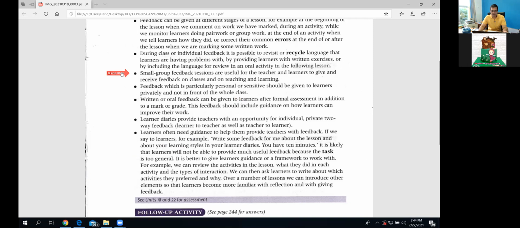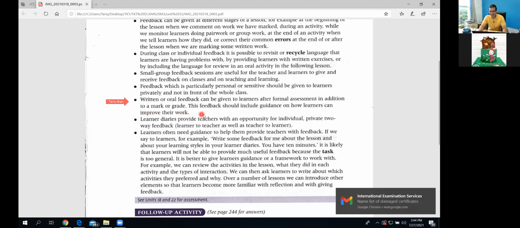Next one is written or oral feedback can be given to learners after formal assessment in addition to a mark or grade. This feedback should include guidance on how learners can improve. That's the normal one which we do in the report card. We write that after the formal test and assessment is done. There we note how they have progressed and what they're supposed to do further. So that's the usual one which is commonly done in all the schools.